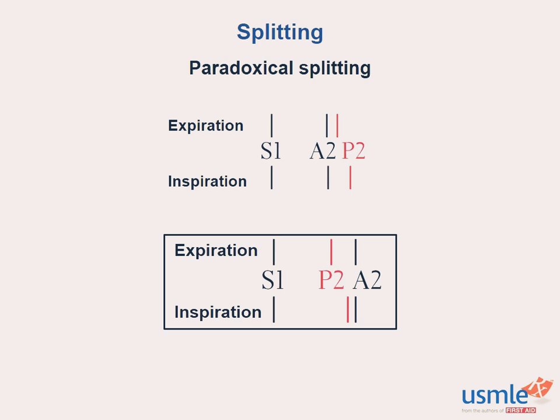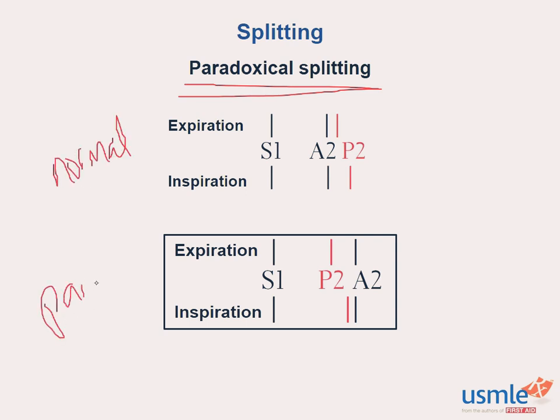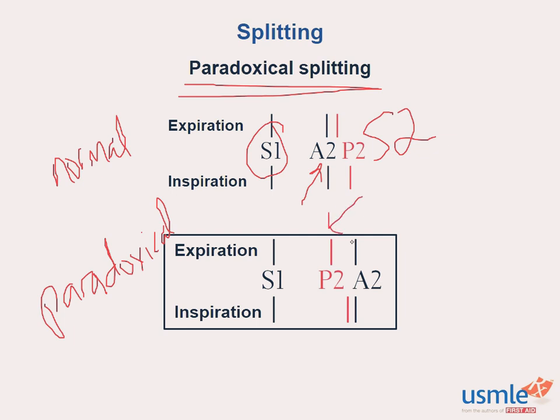The final abnormality in splitting that we're going to discuss is called paradoxical splitting. Let's look at the normal splitting and then paradoxical splitting and compare the two to really understand what's going on here. So, in the normal physiologic splitting, we see S1 followed by A2 preceding P2 to compose the S2 heart sound. In paradoxical splitting, we can see that this has reversed. It has changed. It is paradoxical. The pulmonic closure occurs before the aortic closure, so we can see P2 precedes A2.